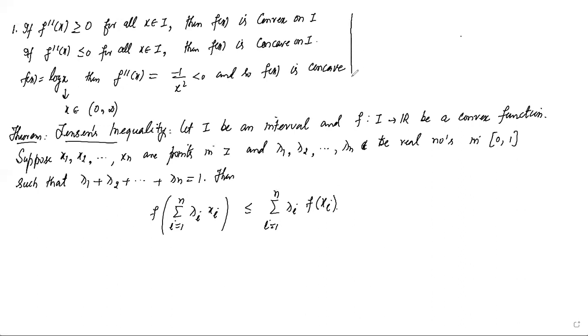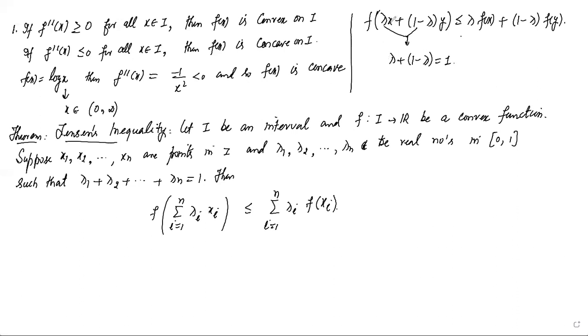Let's recall it again here. We had defined the function to be convex if it satisfies this kind of inequality: f of lambda x plus 1 minus lambda into y is less than or equal to lambda f of x plus 1 minus lambda into f of y. Then such a function was called convex. Here we are choosing lambda and 1 minus lambda, two real numbers which satisfy lambda plus 1 minus lambda equal to 1.